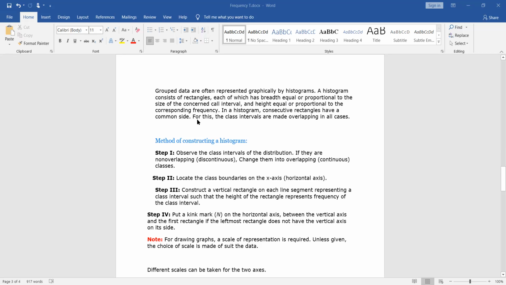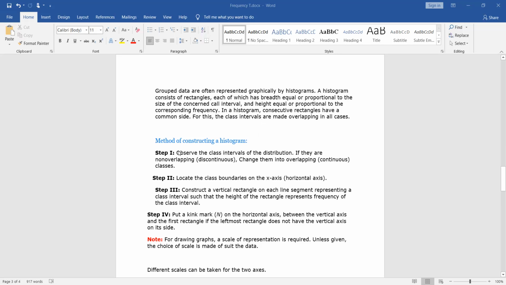Because this is a continued form, the class intervals are made overlapping in all classes, because the histogram is the continuation of rectangular shapes. So we need overlapping class intervals. If the classes are not overlapping, we have to make the class intervals overlapping classes.